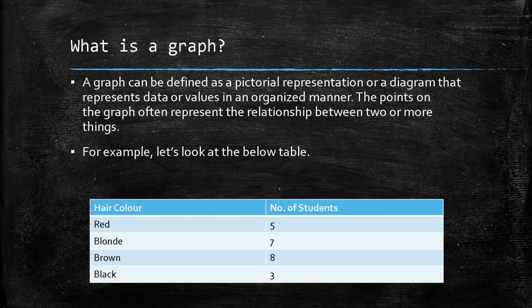What is a graph? A graph is a diagram that represents data in a neat and organized manner. A graph is often used to find the relationship between two or more things. Let's look at the given table. There are 4 different hair colors: red, blonde, brown and black. The table shows the number of students who have the respective hair color. For example, there are 5 students with red hair. There are 3 students with black hair. There are 8 students who have brown hair and 7 who have blonde hair.